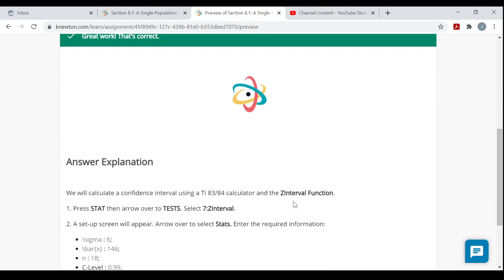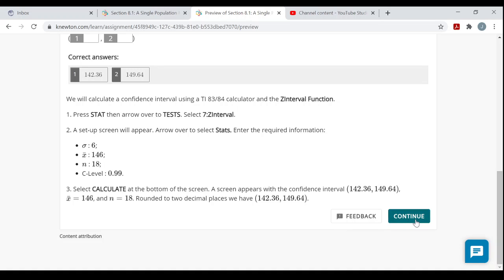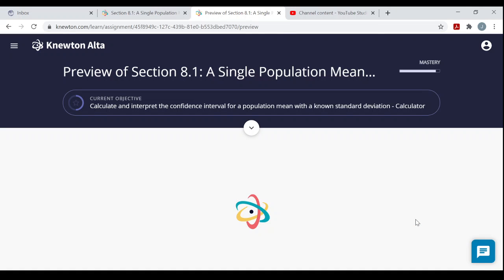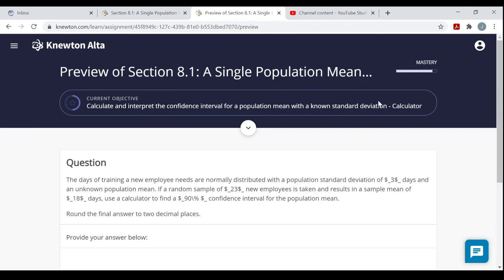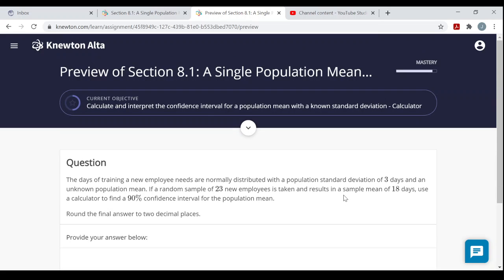Great, that's correct. They tell you go to the z interval, do exactly what I showed you there. And I don't think there's a second part to this problem. No, there isn't. All the problems related to this objective are the same. You just have to know what sigma is, what x bar is, what n is, and what the confidence level is. And just make sure you enter the confidence level as a decimal.